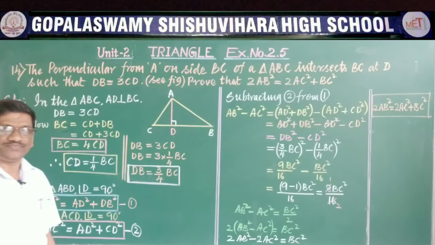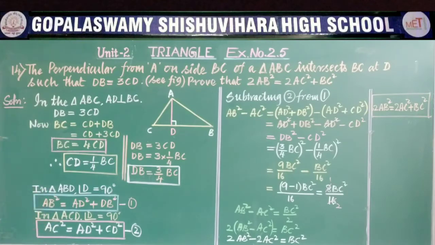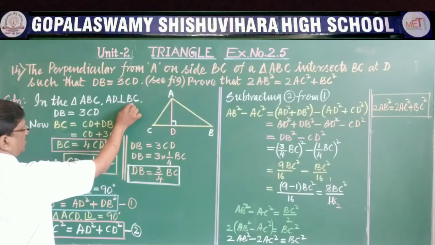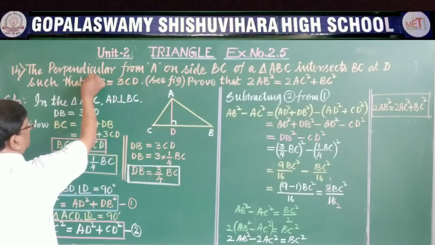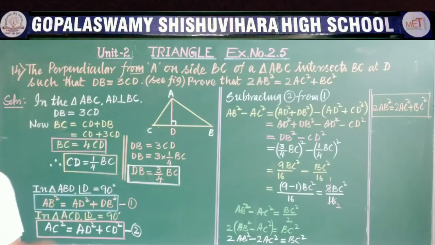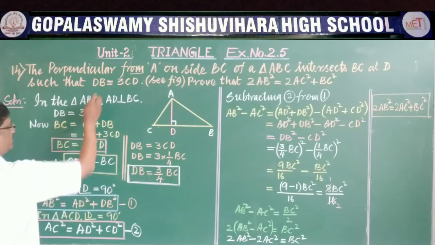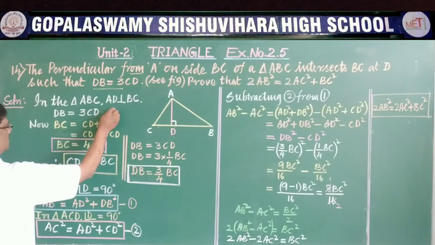See, children, what are all the things given here? The solution we shall see. In the triangle ABC, AD is perpendicular to BC, it is given here. Next, DB is equal to 3CD, that is also given here. So these are all given.